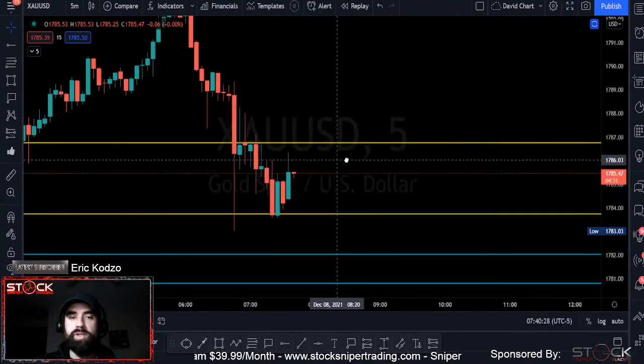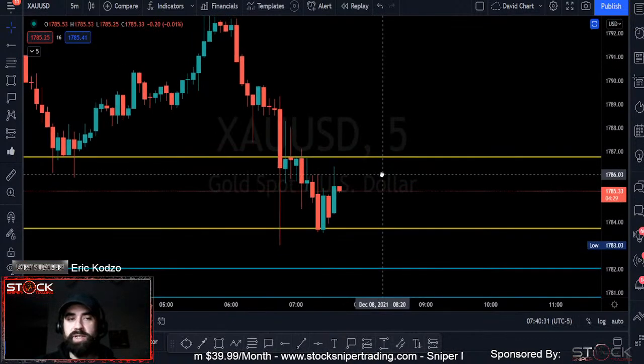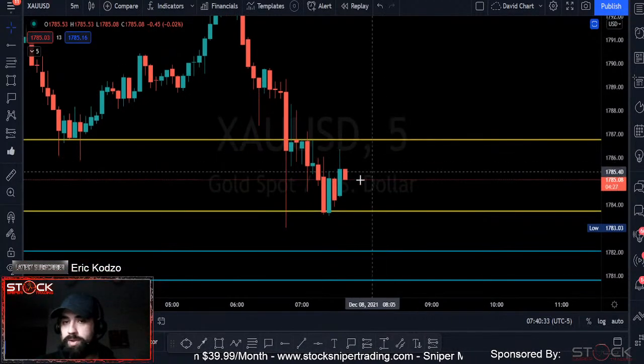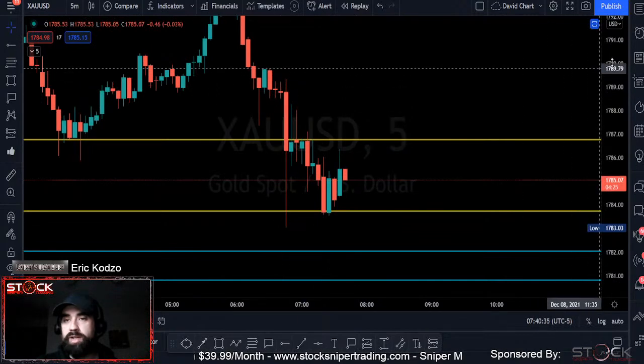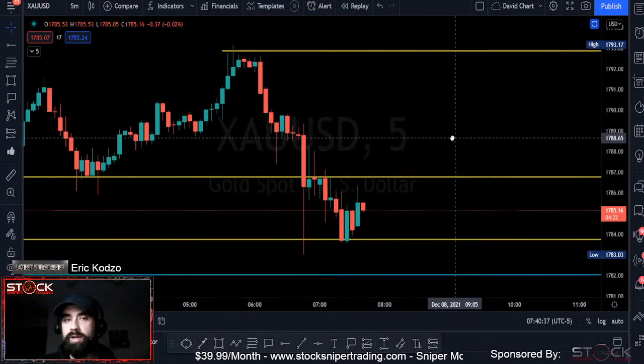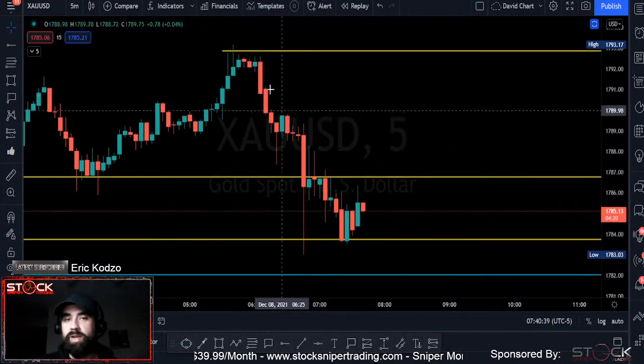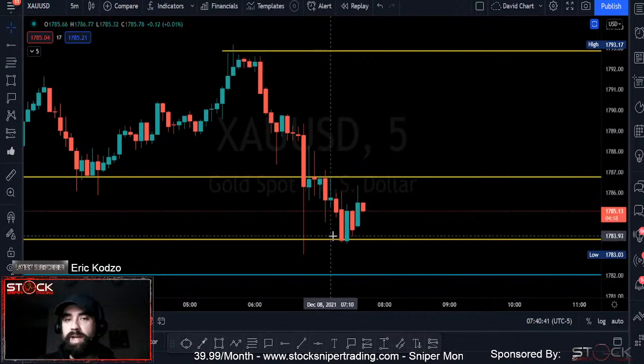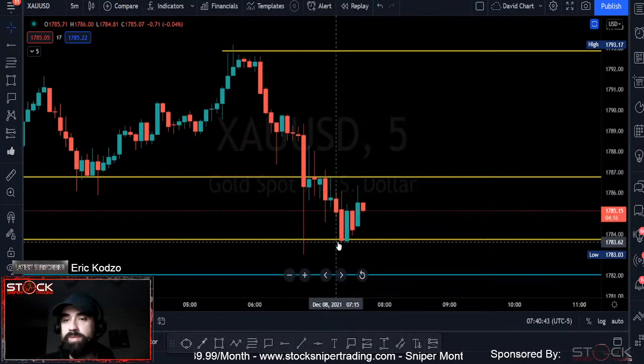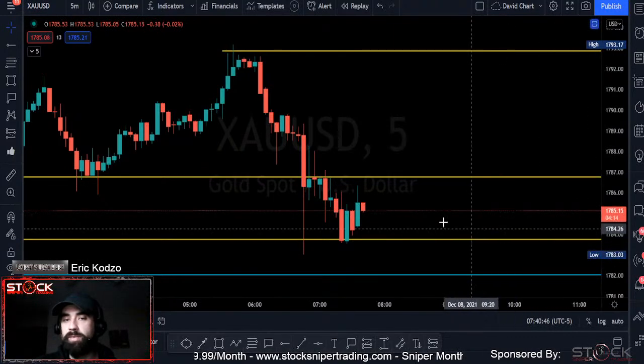All right, so right now let's just take a look at what we're looking at on gold. Okay, check it out. It's been in constant selling pressure on the 5-minute. All right, you can see massive sell-off here. Okay, now we're starting to find some higher time frame support right near the low at 1783.